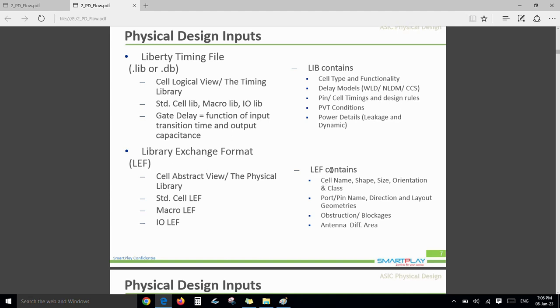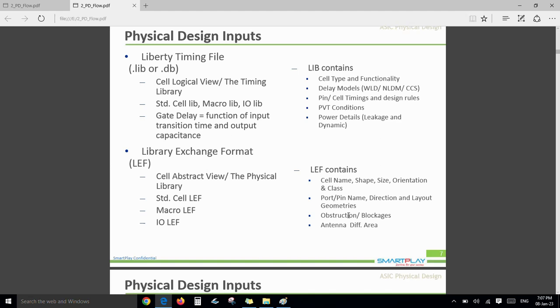And the LEF file consists of cell name, shape, size, orientation, and class. So orientation is nothing but R0, R180, R90, and pin port name, direction, layout, geometries, abstract, and blockages. Blockages are nothing but some metal blockages that are there inside that.